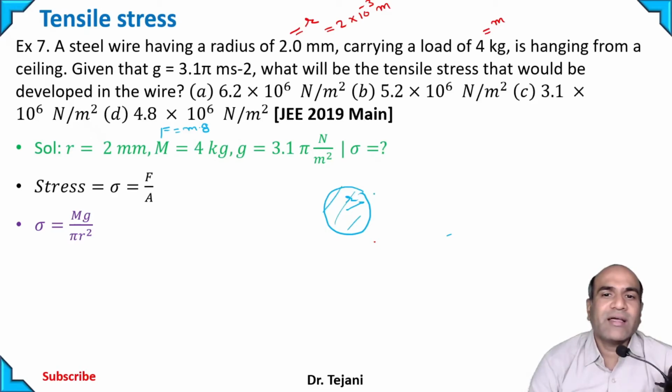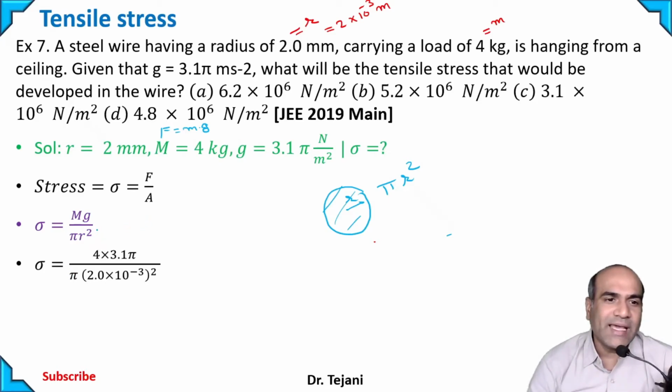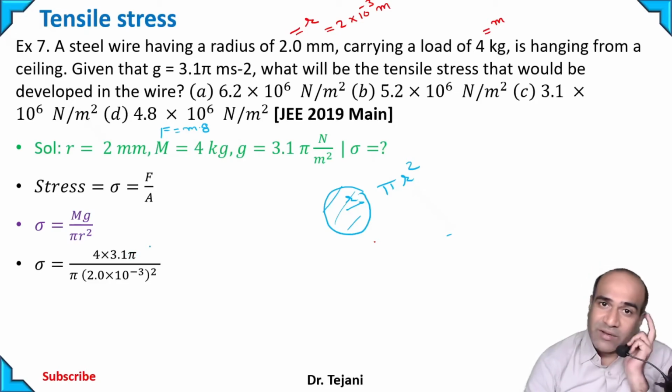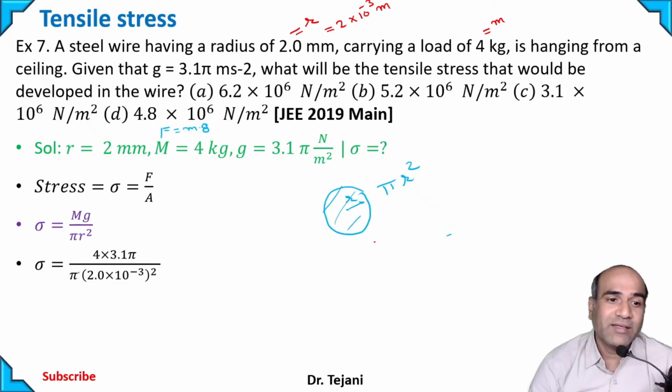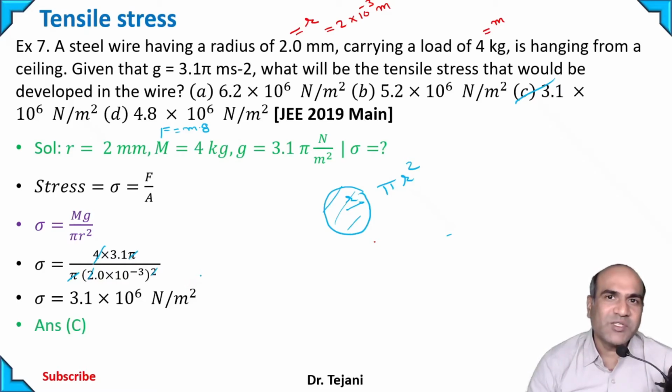And the cross-sectional area is equal to pi r square. So we can put here pi r square. Put the values. m is equal to 4, g is equal to 3.1 pi. Don't take 10 here because g is given as 3.1 pi. So pi should be cancelled. 2 multiplied by 10 power minus 3, so 2 squared becomes 4, so 4 is cancelled. So 10 power minus 6, even if you don't calculate, you can get 3.1 as the correct answer. So C, 3.1, is our correct answer. So answer number C is the correct one.